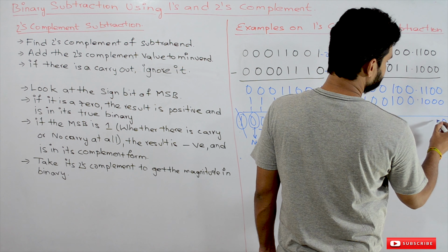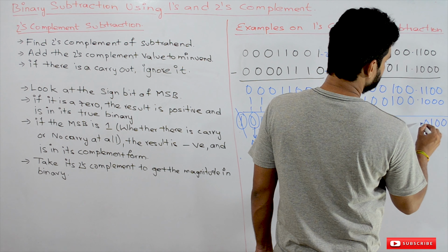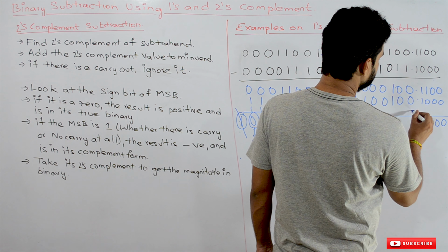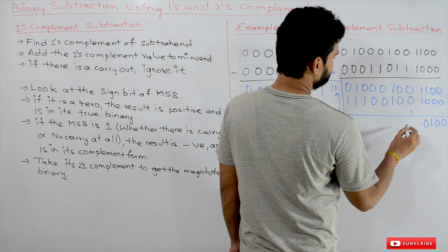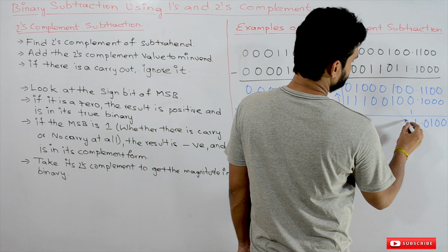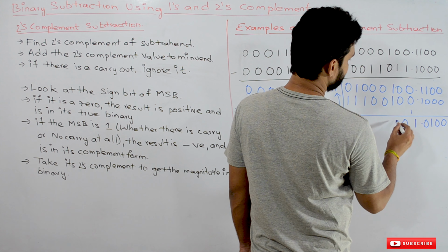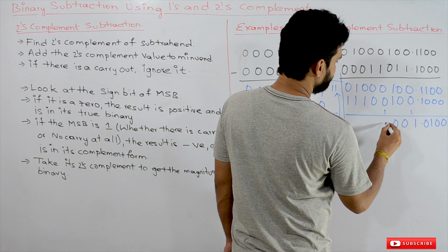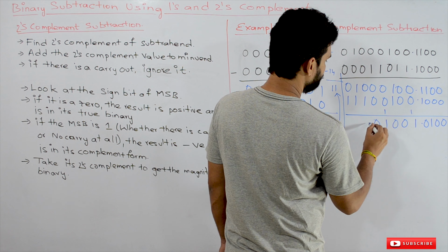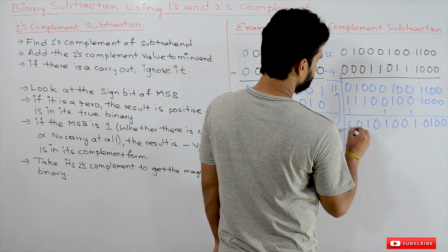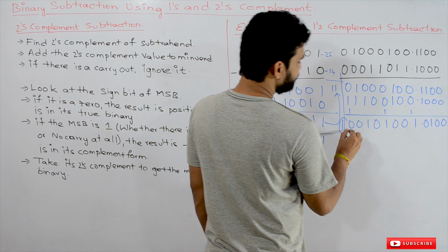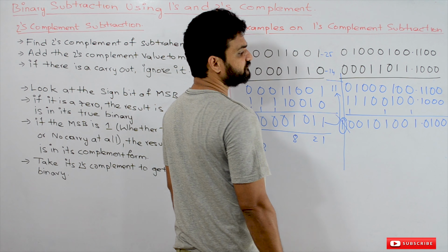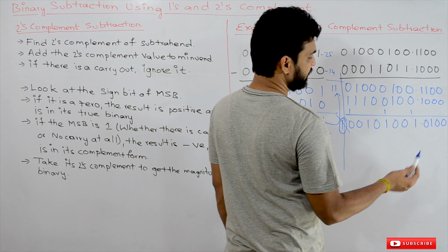It is 0 0 1 0 0, and it is 1 here, 1 0, sorry, it is 0 1 1 0 0 1 1 0 1 0 1 and 0 1. If there is a carry in the 2's complement, we have to ignore it. If there is no carry, just leave it.